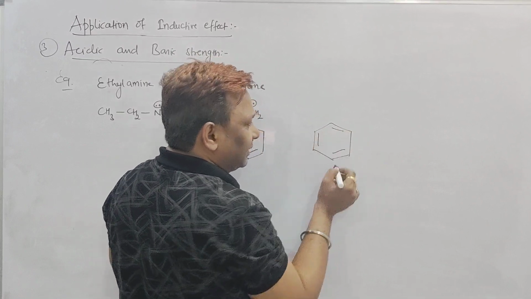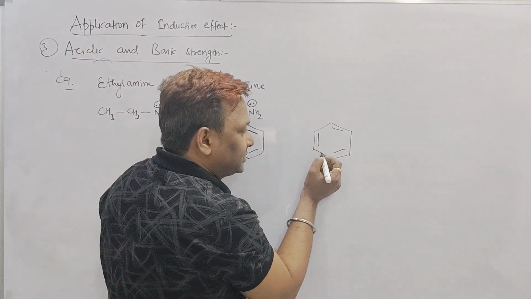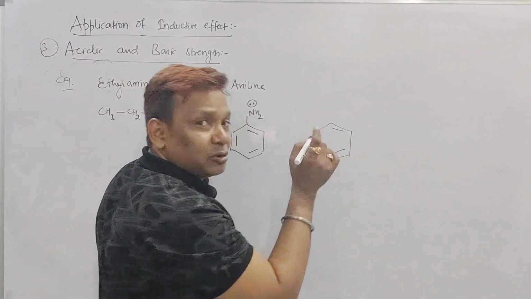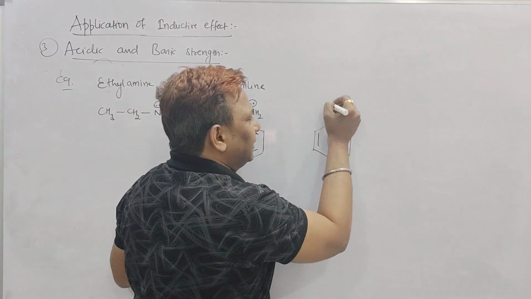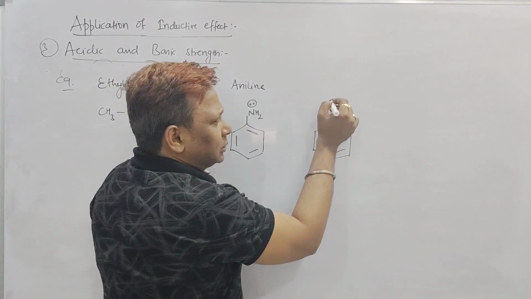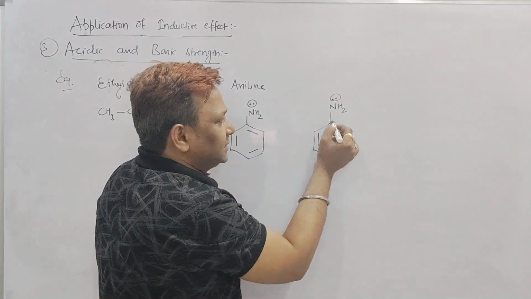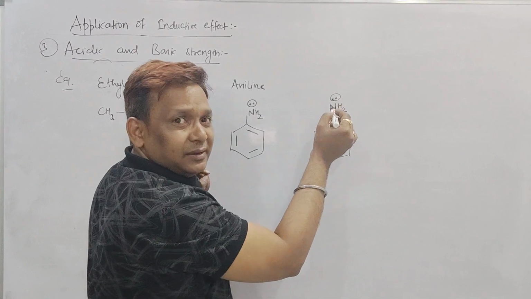Sir, it is a benzene ring. It has alternate pi bonds, meaning it has conjugation: pi, sigma, pi, sigma, pi. This is called conjugation. And here the nitrogen has a lone pair. See, beta, this lone pair is also in conjugation with the pi bond. Pi, sigma, lone pair. Conjugation is there.